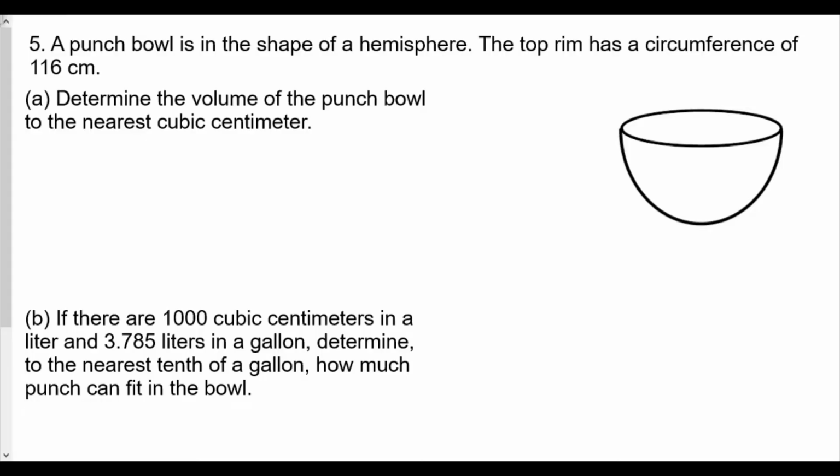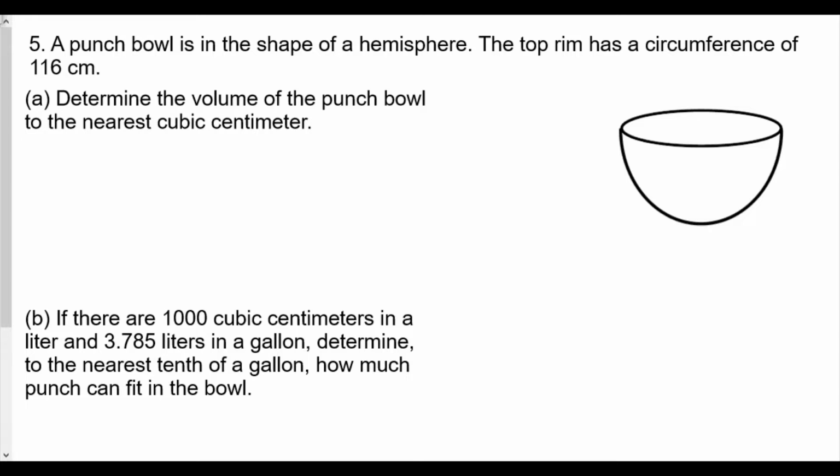Welcome back, everybody. This is going to be part 2 of our homework review for lesson 37, spheres. So we're now doing some more complicated word problems. A punch bowl is the shape of a hemisphere. Now, a hemisphere is just half a sphere. So the volume in this case will just be, instead of 4/3 pi r cubed, 2/3 pi r cubed. Just to keep that in mind.